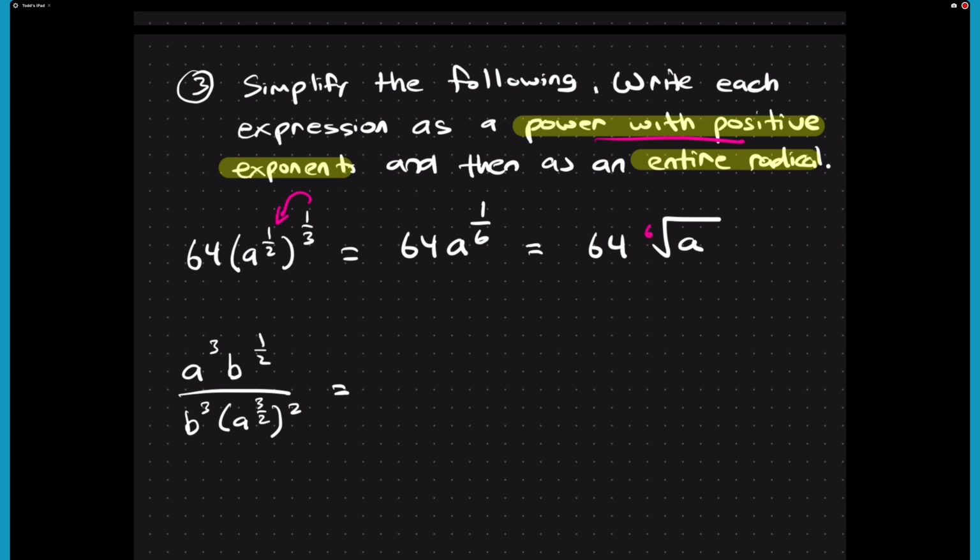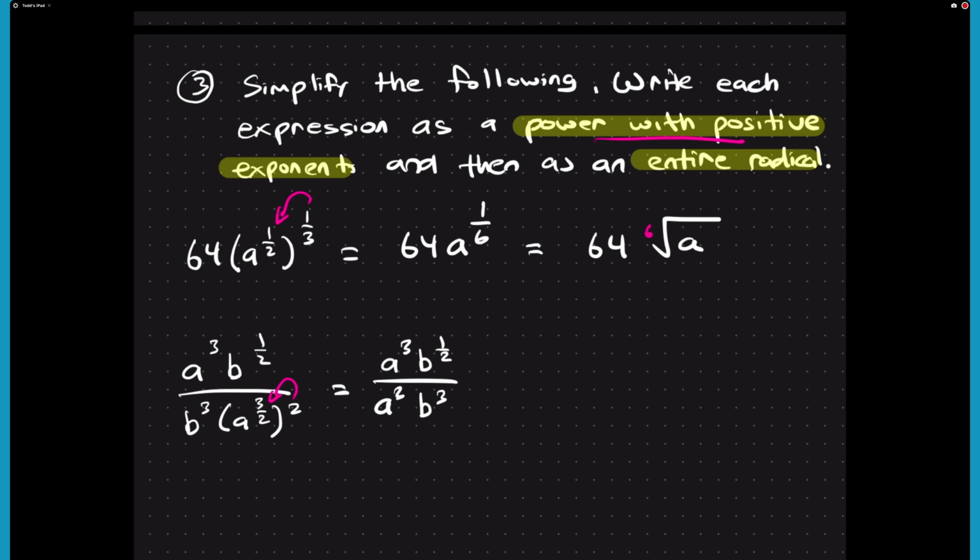On top, I can't really do any simplifying right now, but I can simplify something on the bottom. So I'm going to keep this as a cubed b to the 1/2 right here, and I'm just going to rearrange these so the letters stack above each other. We have b raised to the power of 3, and I'm going to leave that there, and the a is raised to the power of 3 over 2 and then squared. So again, I would just multiply those two together, which gives us a raised to the power of 6 over 2, and 6 over 2 simplifies down to 3.